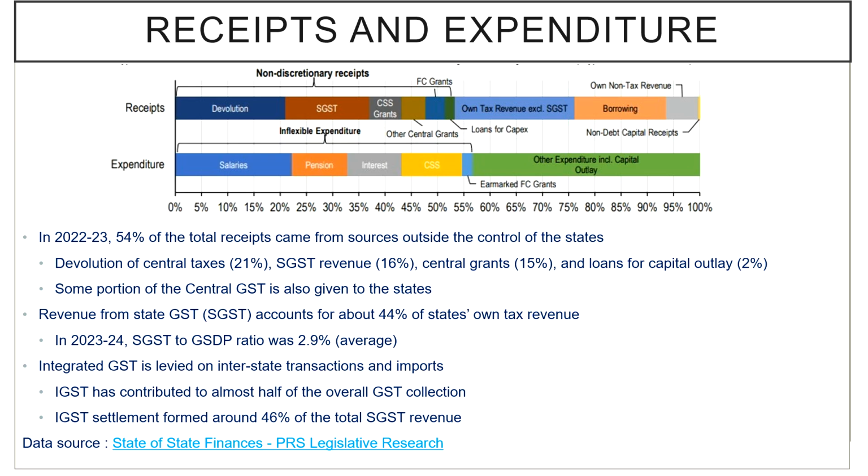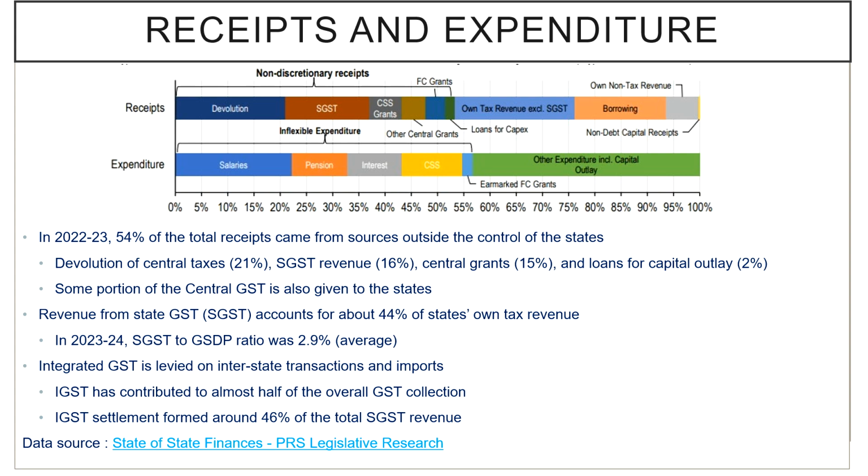Receipts and expenditure. In 2022-23, 54% of the total receipts came from sources outside the control of the states. Devolution of central taxes, 21%, SGST revenue, 16%, central grants, 15%, and loans for capital outlay, 2%. Some portion of the central GST is also given to the states. Revenue from state GST, SGST, accounts for about 44% of states' own tax revenue. In 2023-24, SGST to GSDP ratio was 2.9%, average.